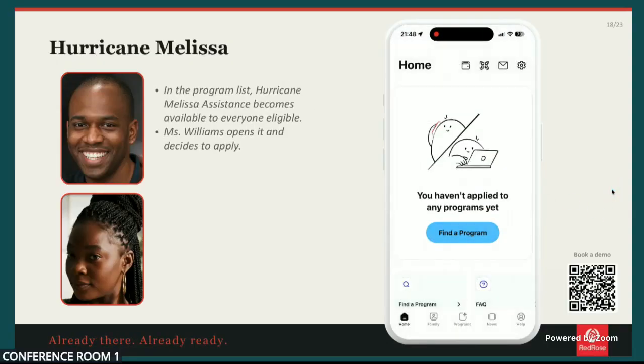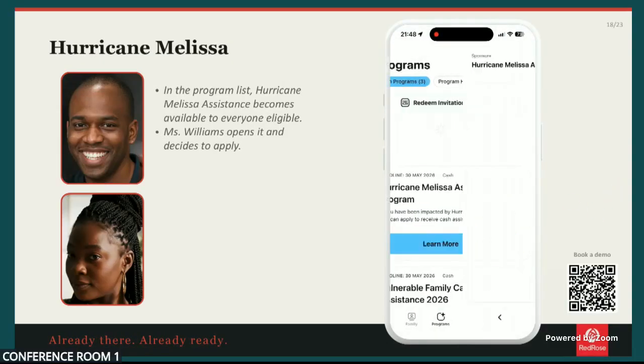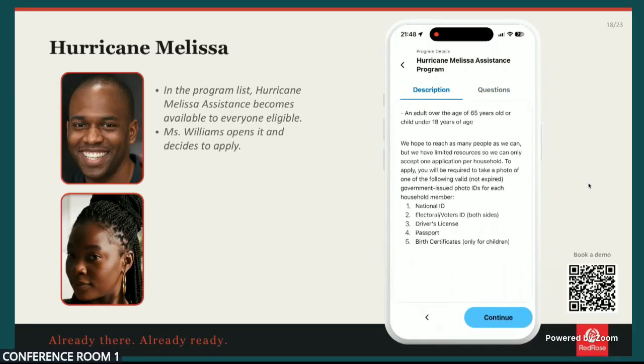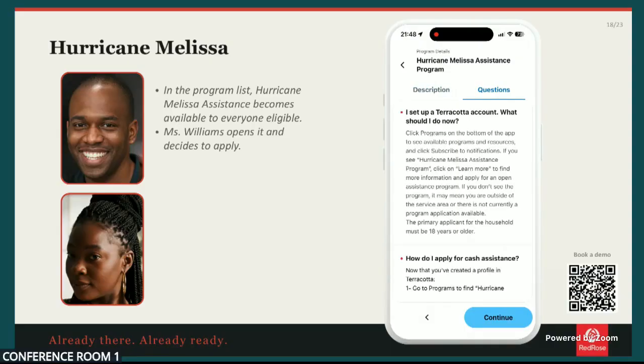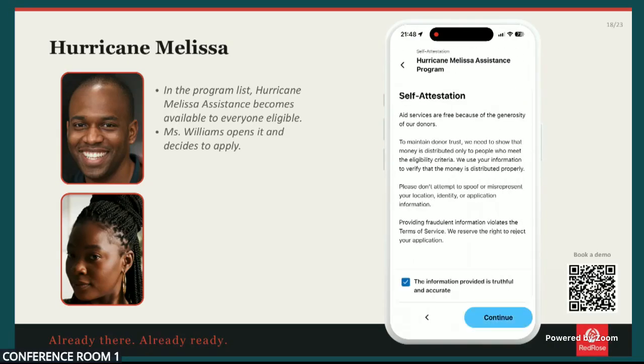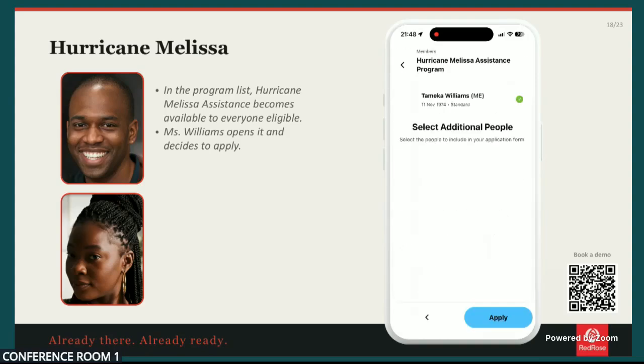Now, the real world example. In October 2025, Hurricane Melissa made landfall in Western Jamaica, and Jamaica Red Cross ran their response program on this very same platform, just branded differently. The Hurricane Melissa Assistance Program became available for all of the affected population, including both Ms. Williams and Mr. Bennett.